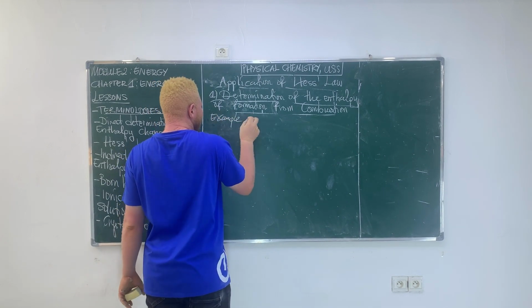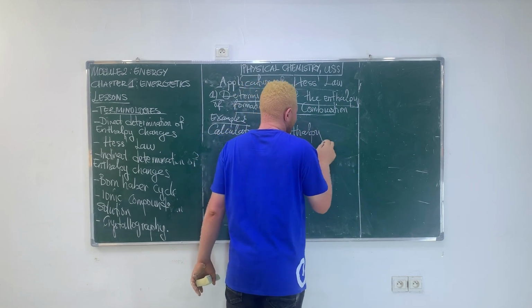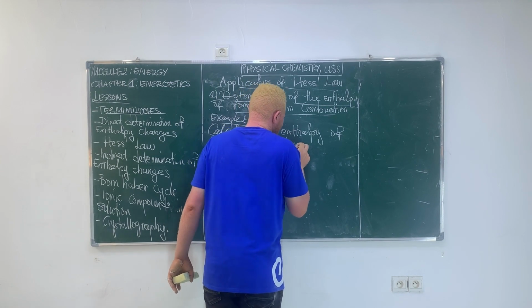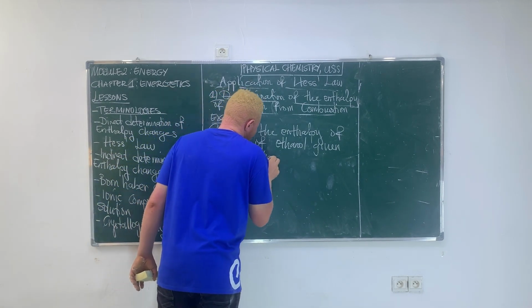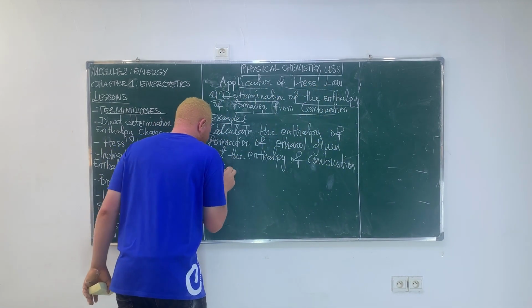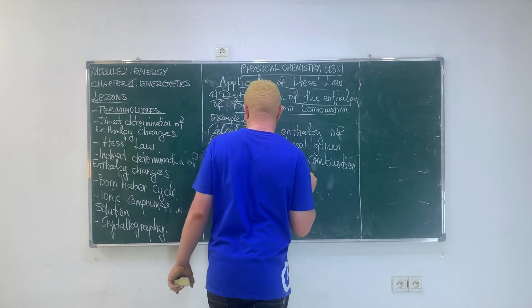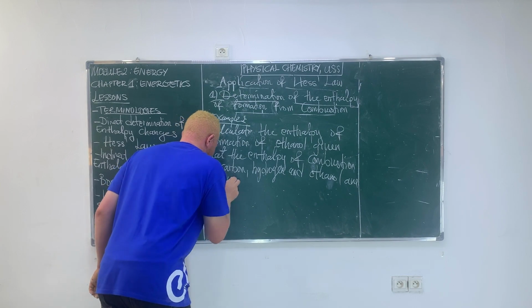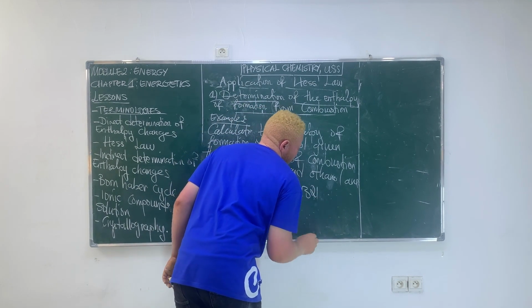Example 2. Calculate the enthalpy of formation of ethanol using the enthalpy of combustion of carbon, hydrogen, and ethanol, which are minus 416, minus 286, and minus 1,370 kilojoule per mole.